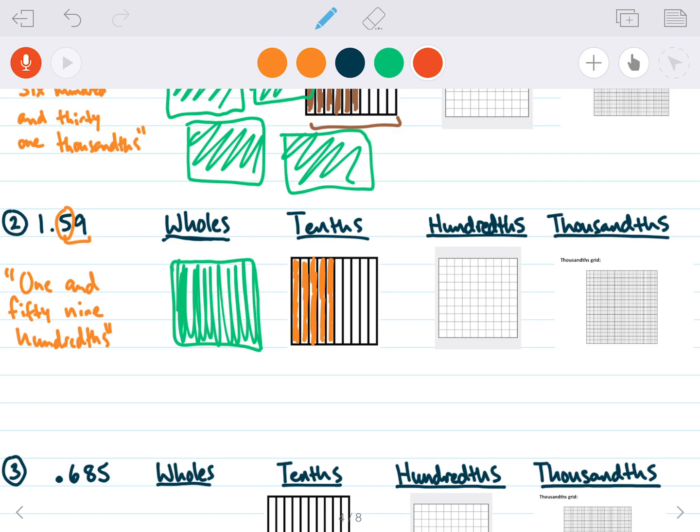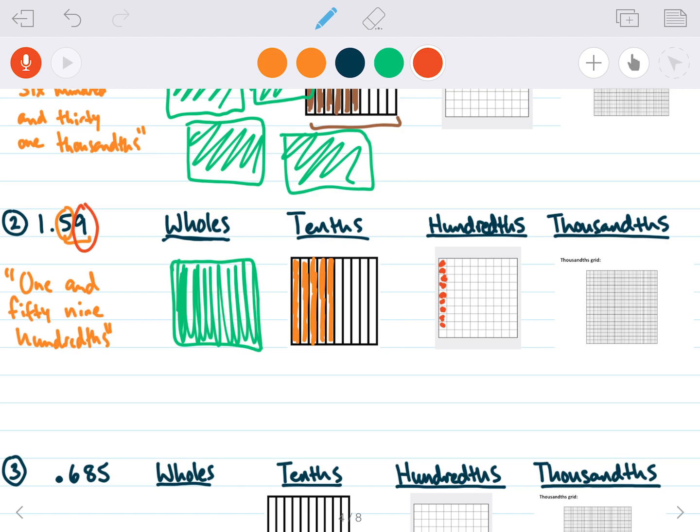And the last number is 9, and that's in the hundredths place. So I have 9 hundredths. So 1, 2, 3, 4, 5, 6, 7, 8, 9. Just pretend these are shaded all the way. I can't get that great of a shade, but that's 9 hundredths. And we have 0 thousandths, so none of those are going to be shaded.